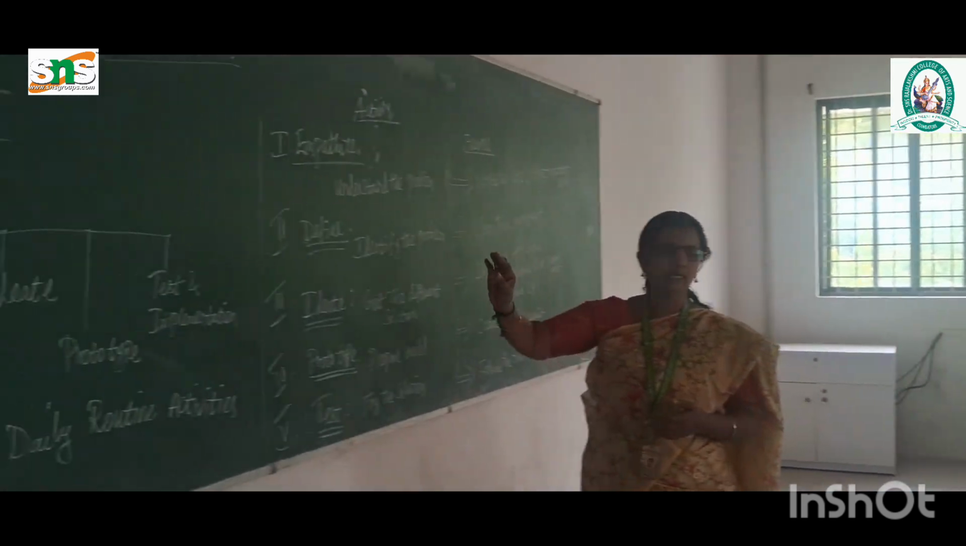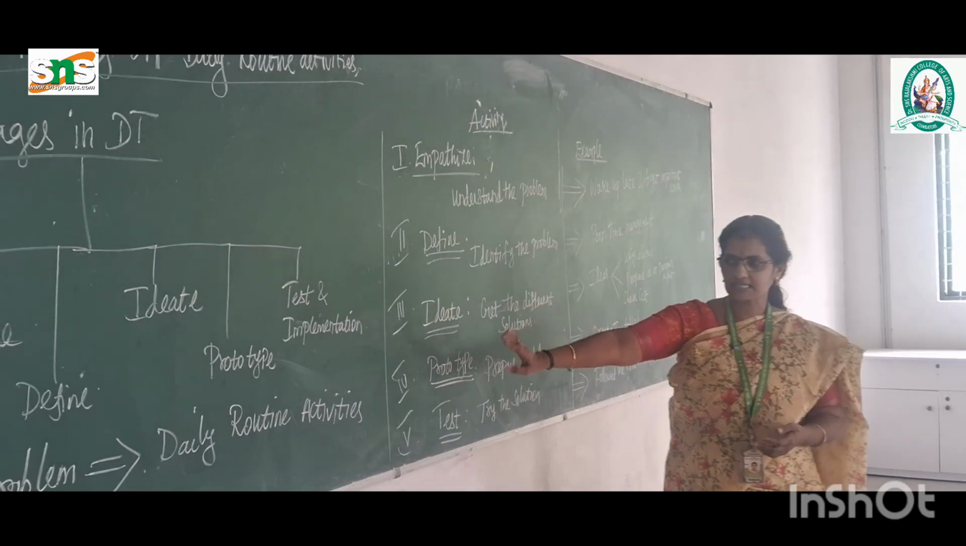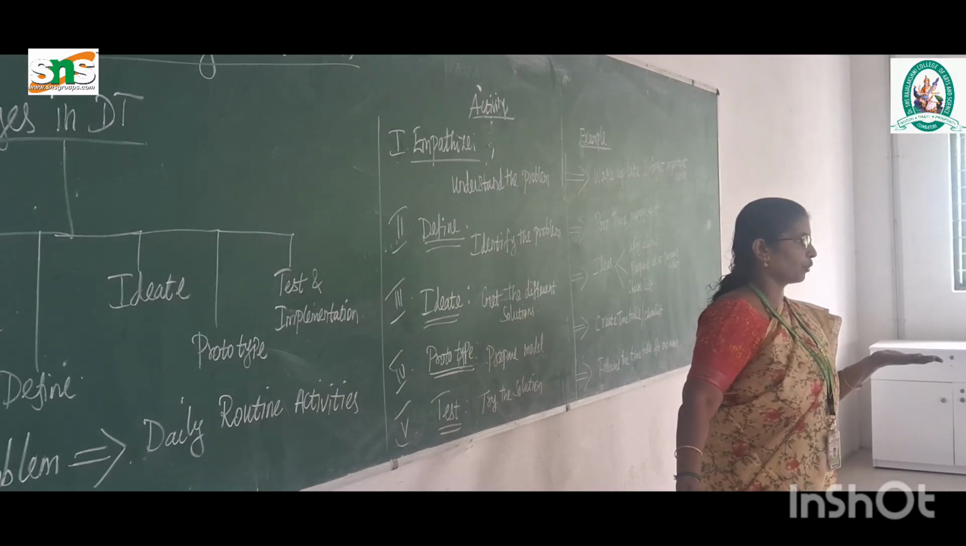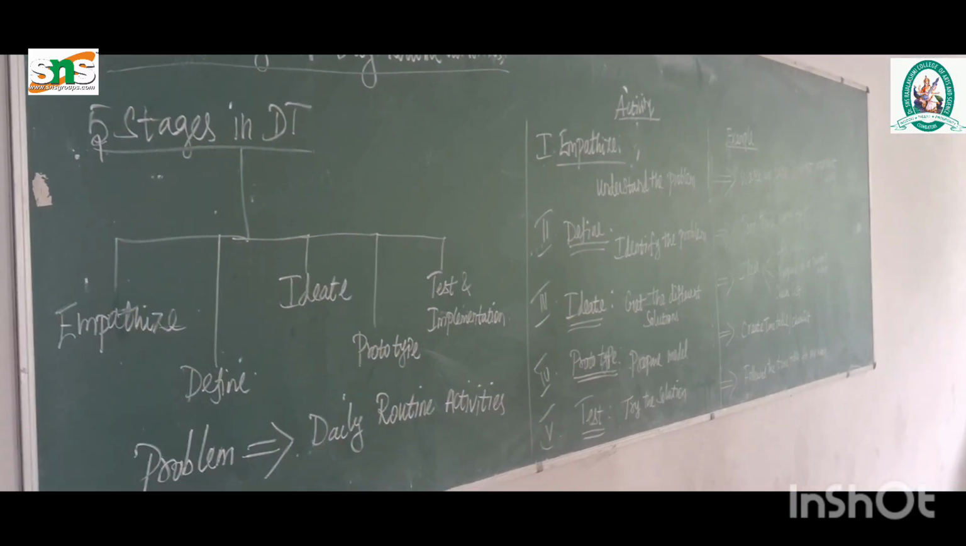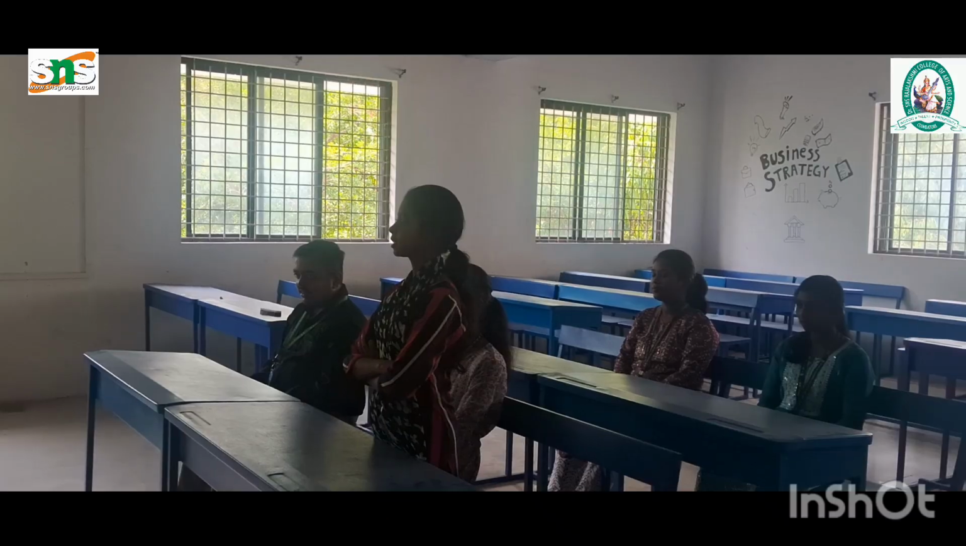Okay, so the actual statement we are going to see in this video is, as a student you have to face a daily routine activity. Okay, so under the DT activity we have a total of 5 stages available. Can you tell what the stages available in the DT activity are? How many stages? 5 stages.